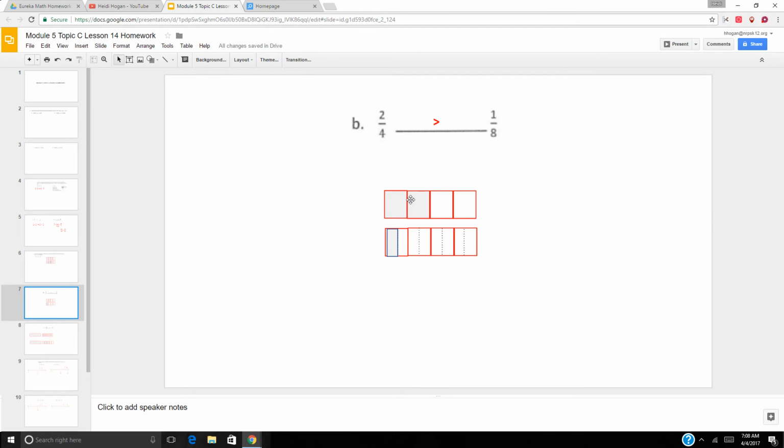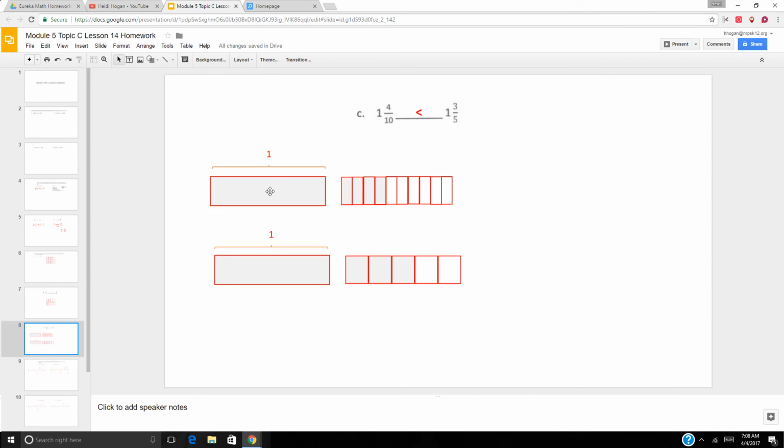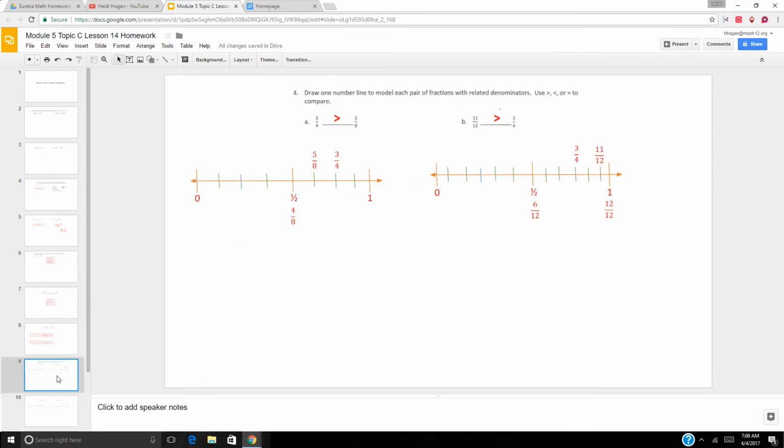Same thing here. Draw your rectangle. Shade in 2/4, make these fourths as well, and then divide each fourth in half to make eighths. And we can clearly see that 2/4 is greater than 1/8. 1 and 4/10, 1 and 3/5. 1 and 3/5 is larger.